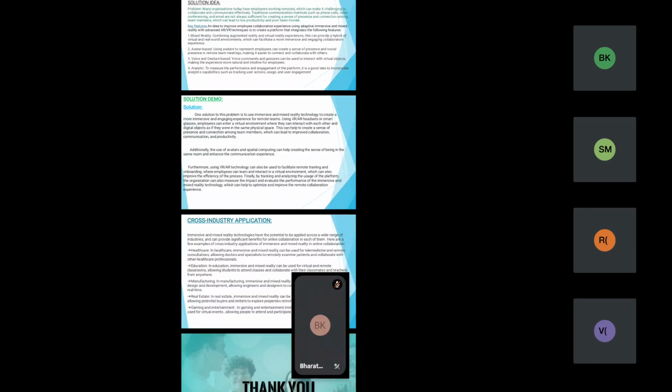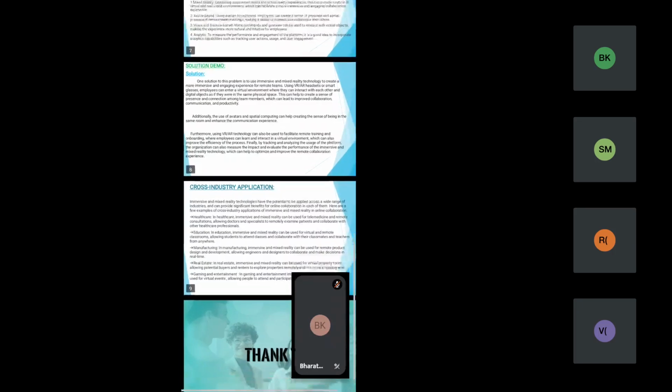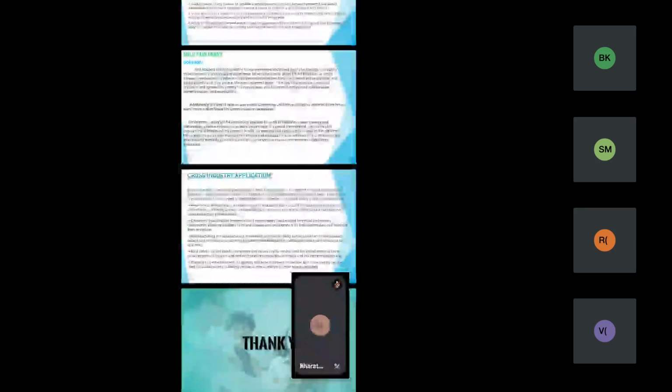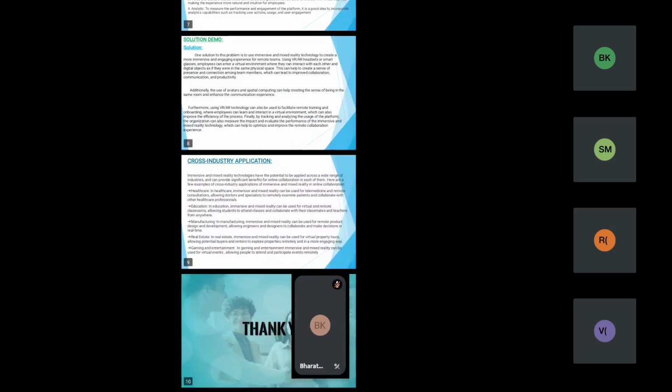Furthermore, VR or AR technology can also be used to facilitate remote training and onboarding, where employees can learn and interact with a virtual environment, which can also improve the efficiency of the process. Finally, by tracking and analyzing the usage of the platform, the organization can also measure the impact and evaluate the performance of the immersive and mixed reality technology, which can help to optimize and improve the remote collaboration experience.